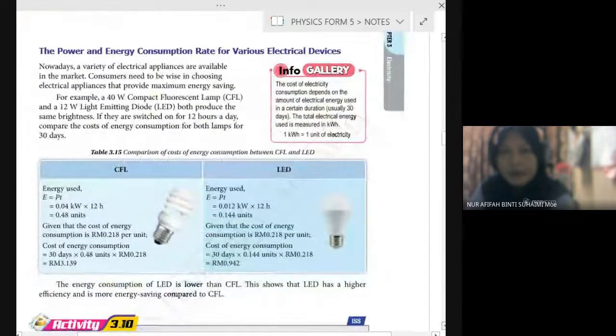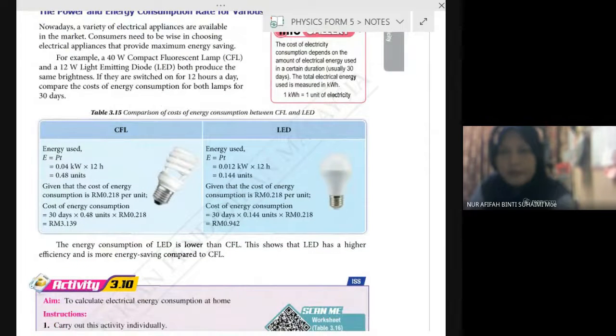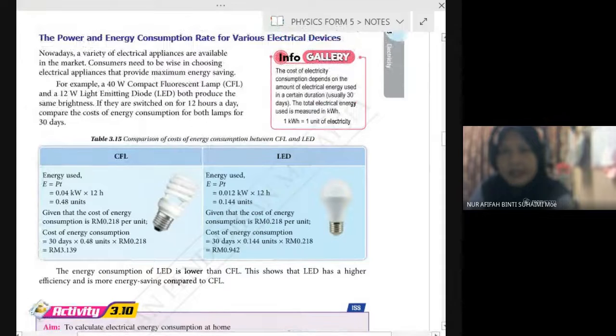Okay, this one the difference of power rate and energy use in different electrical device, in compact fluorescent lamp and in light emitting diode. Okay, LED dengan CFL. Ini nak tunjuk beza saja.